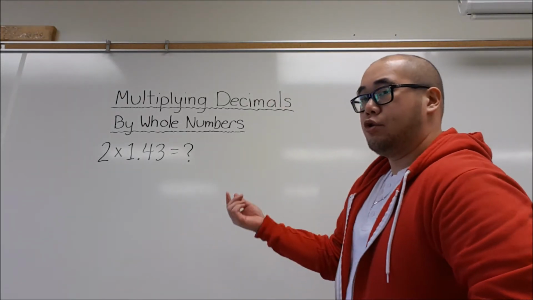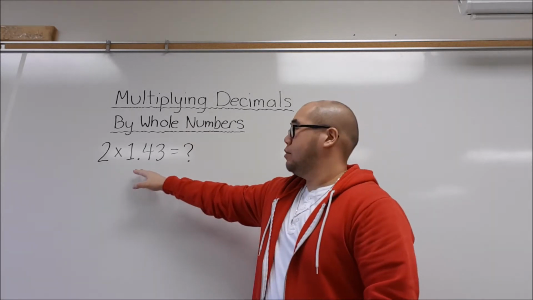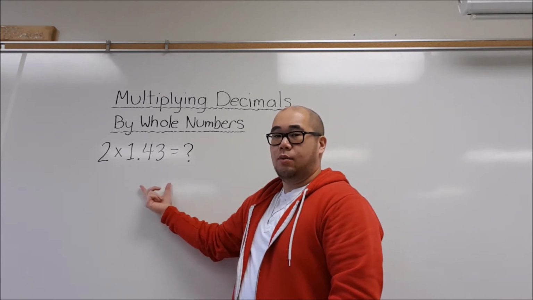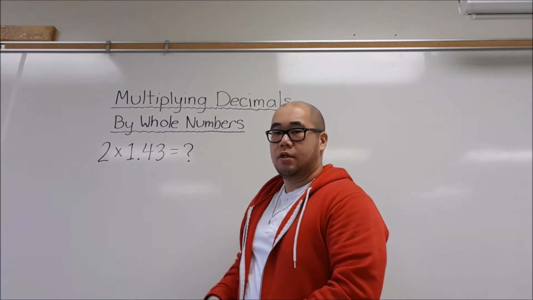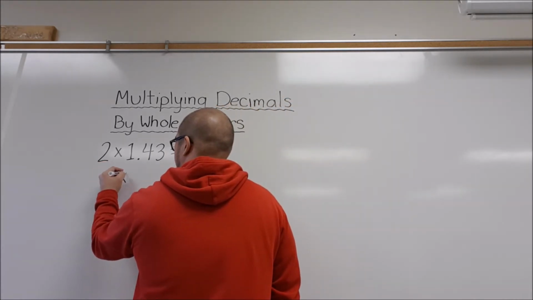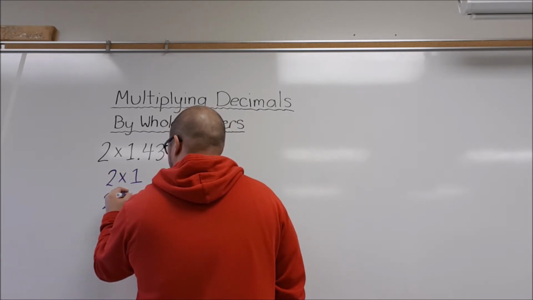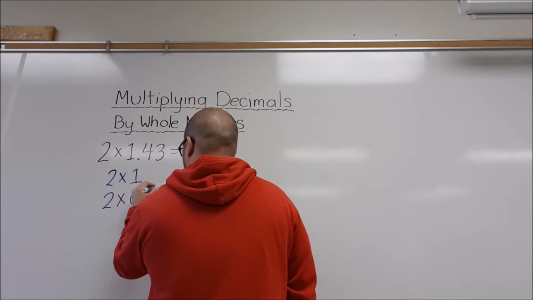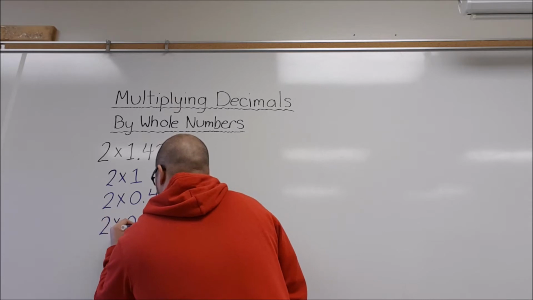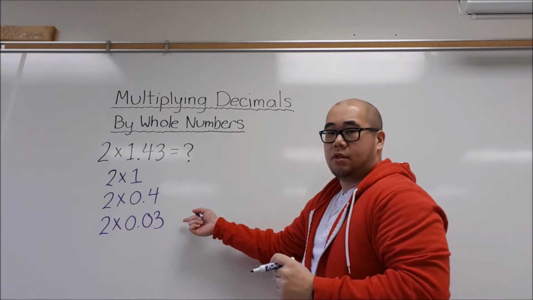Okay, in this video I'm going to show you how to multiply decimals by whole numbers. Here I have one example, 2 times 1.43. What does this mean? Well, if we break this decimal up into three separate pieces, it pretty much means you're going 2 times 1, and then 2 times 0.4, and then 2 times 0.03. That's what that means when you break it up.